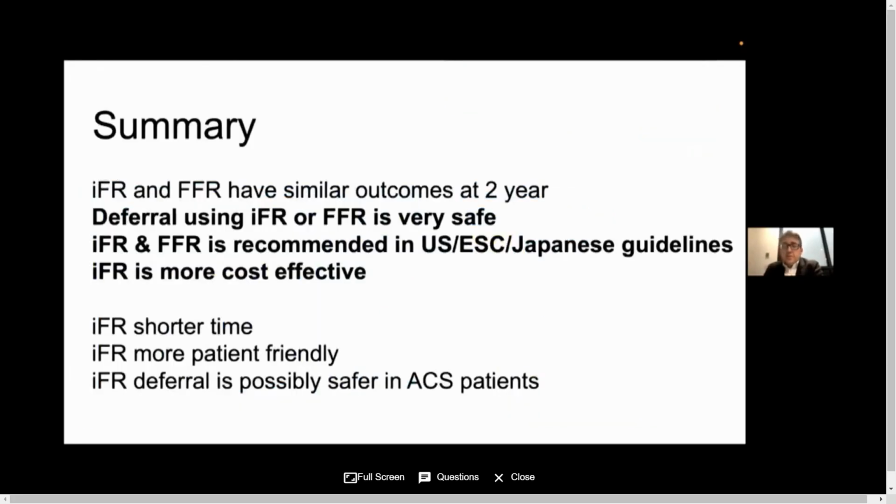We think it's going to be very, very important for the future of PCI, and I think incorporating state-of-the-art physiology in addition to imaging is going to be very, very important to make sure we have good quality results for our patients. So just to summarize, iFR and FFR have similar outcomes at 2 years. Deferring using iFR or FFR is very safe, and in fact has a lower event rate than treatment. iFR and FFR is recommended in the US, European Society of Cardiology and Japanese guidelines. We know from data that iFR is more cost effective than FFR. We know that it takes a short amount of time. It's more patient friendly. And there's some other data which I haven't shared with you today that also shows that in acute coronary syndrome, it may give us a more reliable result.